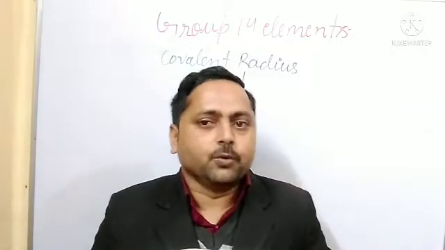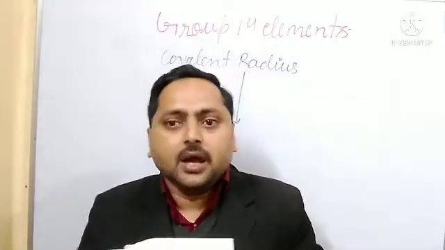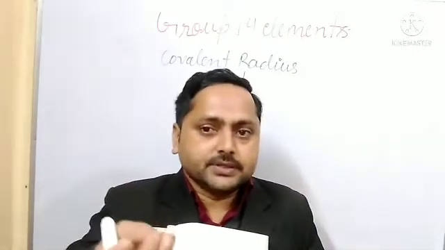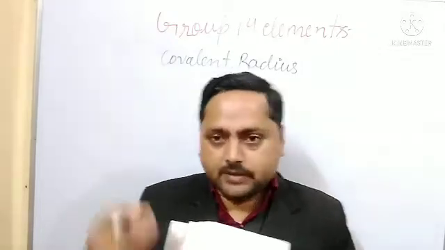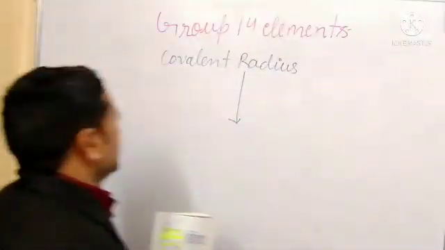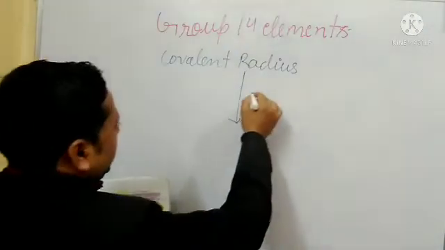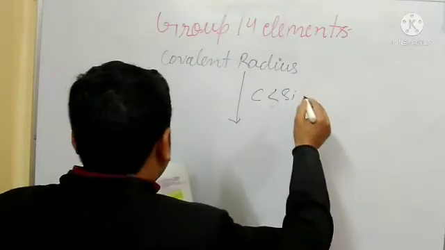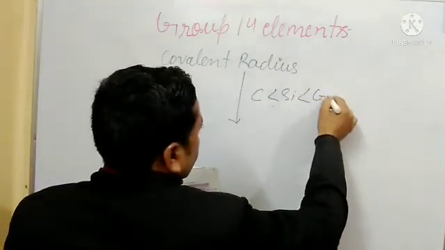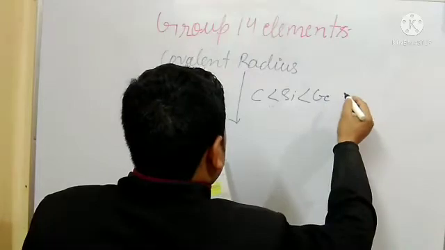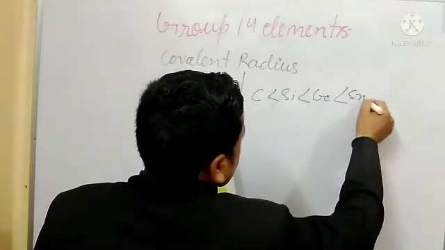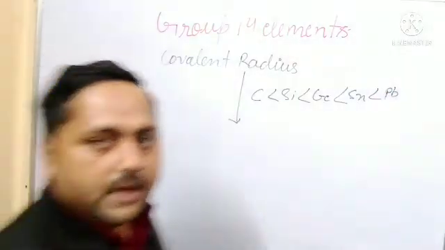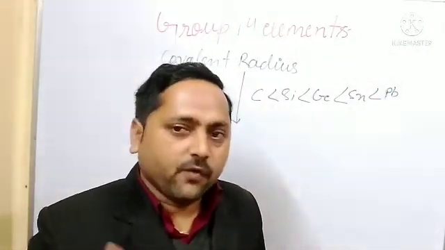So atomic size or covalent radius doesn't increase at a higher rate, but it increases slowly, changing marginally, and the order is not going to change. So the covalent radius order is like this: carbon, silicon, germanium, stannic, meaning tin, and lead. This is the order of covalent radius.